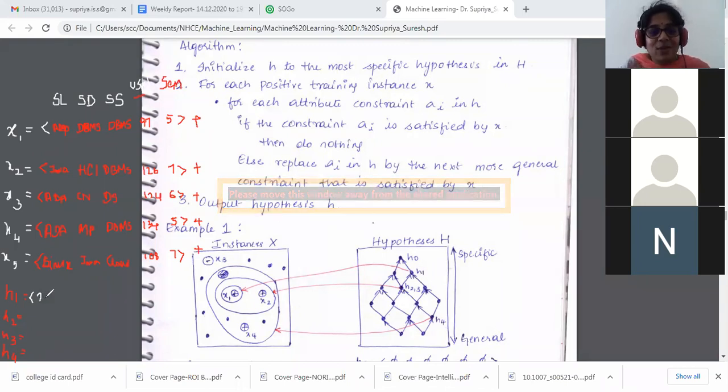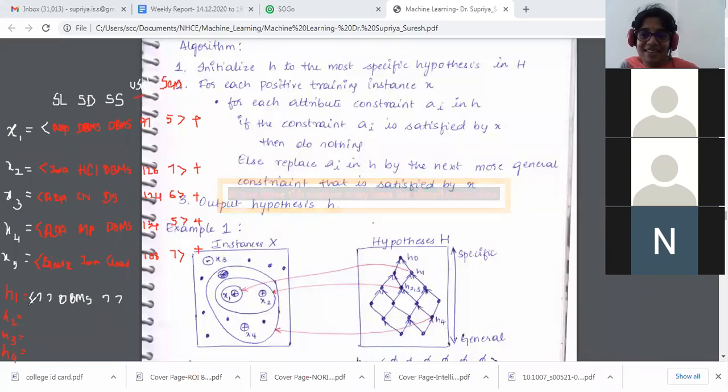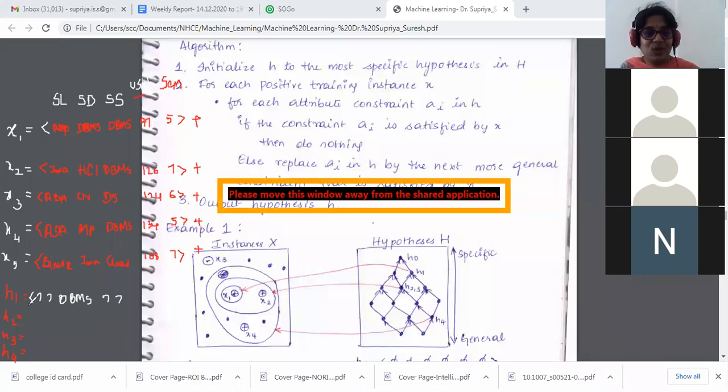Yes, ma'am. Why is it a question mark? Ma'am, because it doesn't match, ma'am. Yes. So I have DBMS and the other things are question marks. Okay. Next, I have to compare H2 with. What am I comparing H2 with next? X3. X3, yes. What would I get there?